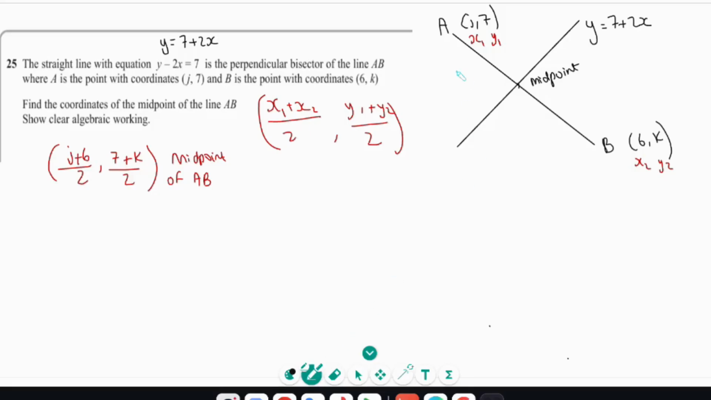Now we need some equations here to find our unknowns for k and j. Well, what else do we know? We know that the gradient of this line here is 2. y equals mx plus c, m is 2. We know that when we multiply gradients of lines that are perpendicular, we get -1. Divide both sides by 2 gives us the gradient of this perpendicular line AB, -1/2.